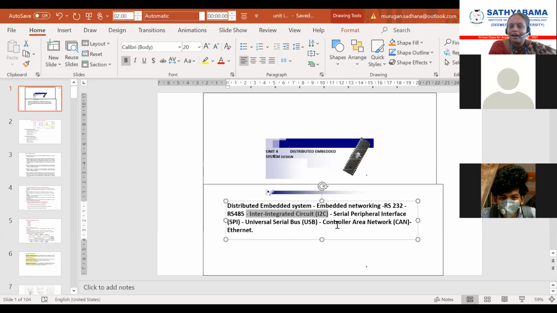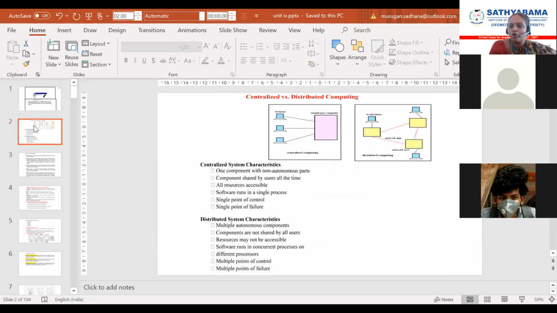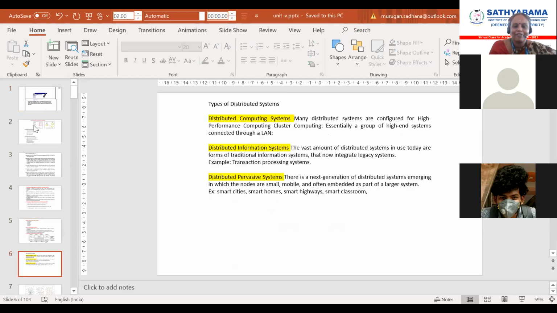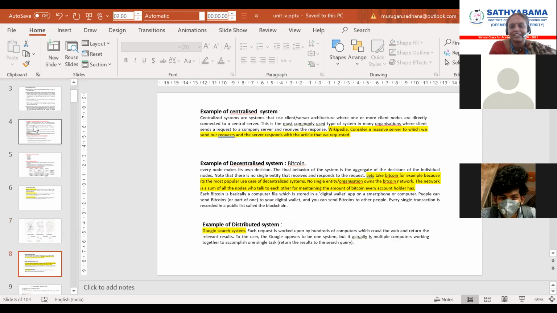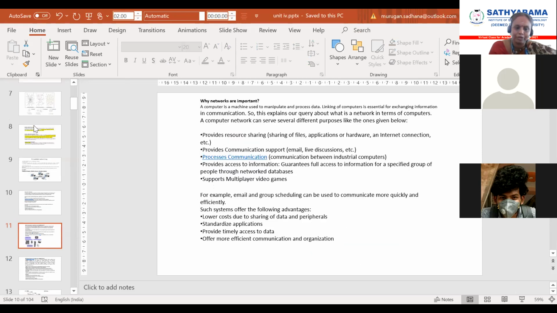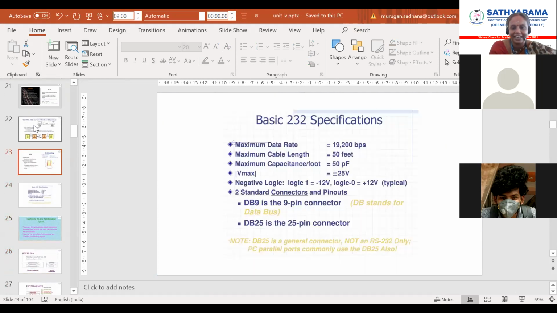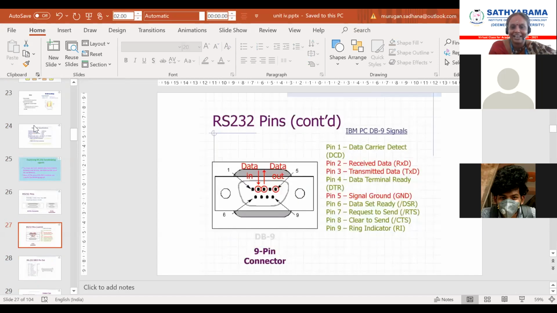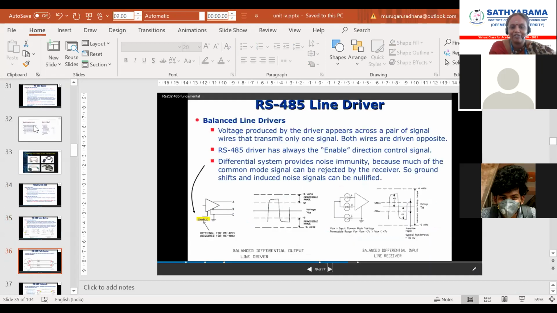For RS-232, what is the maximum length I can use, ma'am? 50 feet, ma'am. Yes, very good. 50 feet. And RS-485? How many feet? 4,000 feet. Can you understand? And one more thing: RS-232 is full duplex and RS-485 is half duplex. So that's what we have discussed. Even though I told you several times, I have highlighted the difference for you.